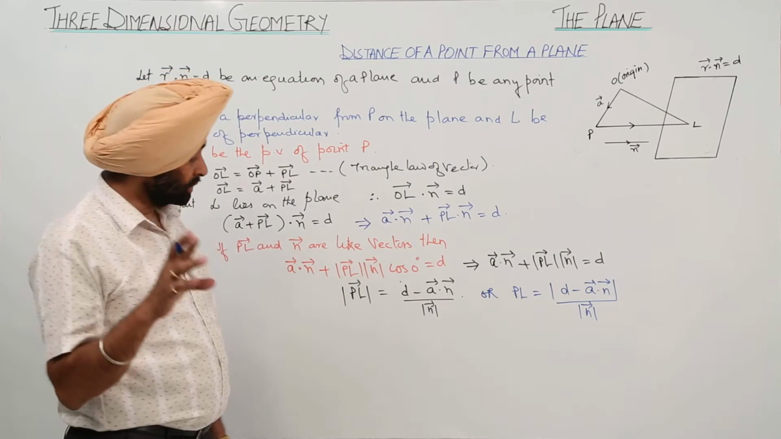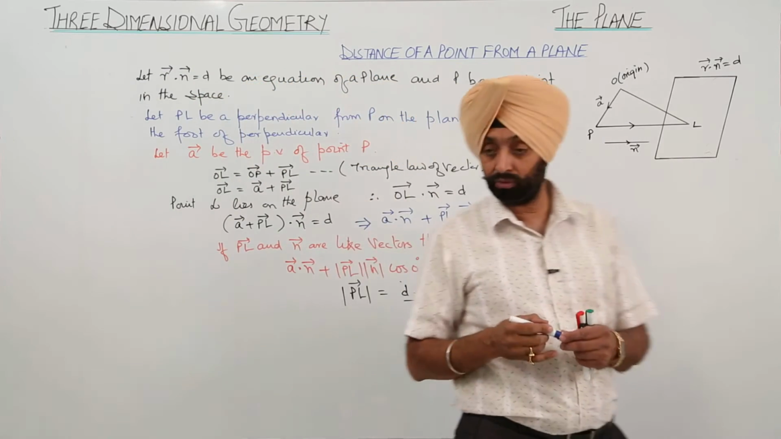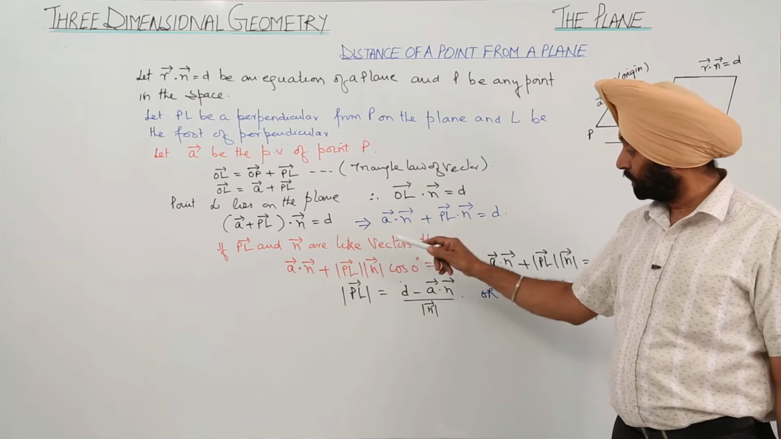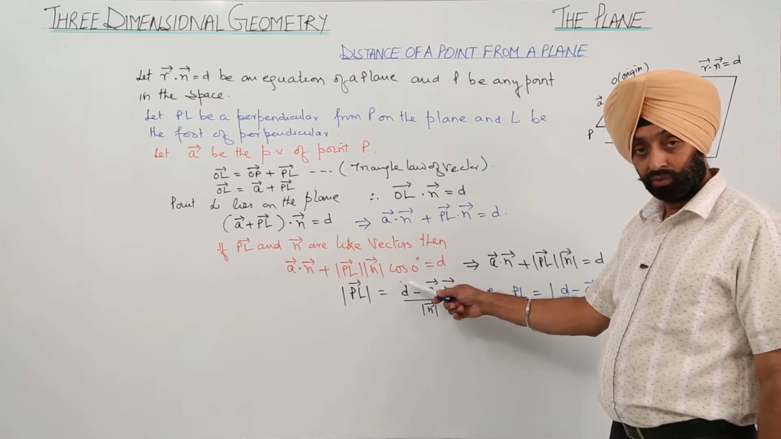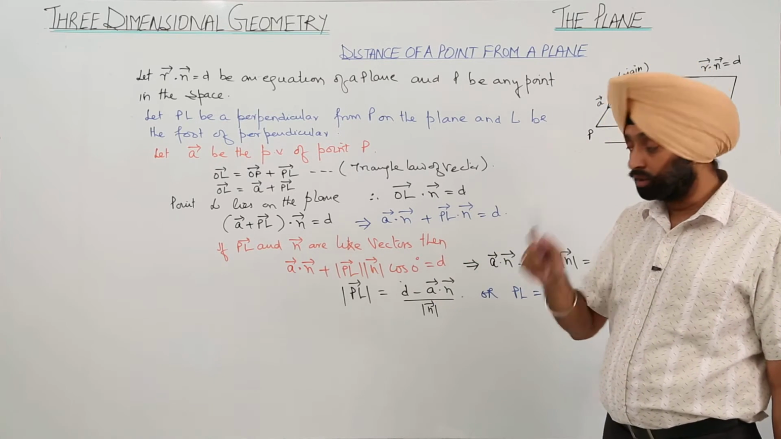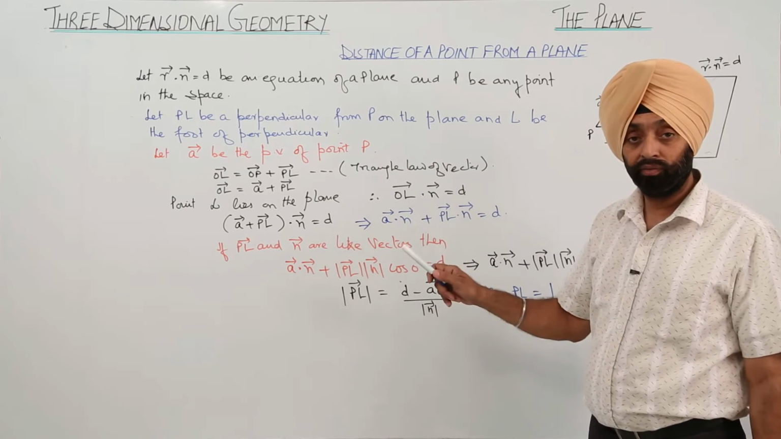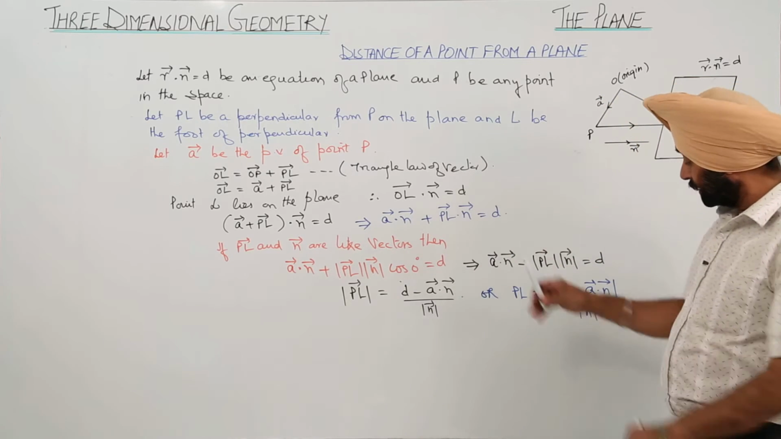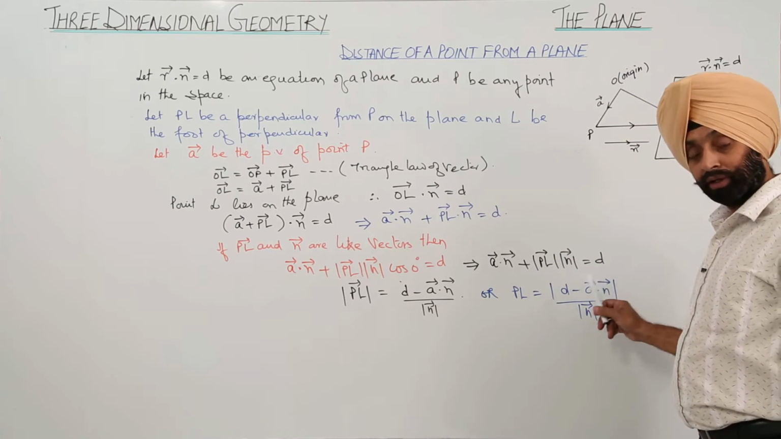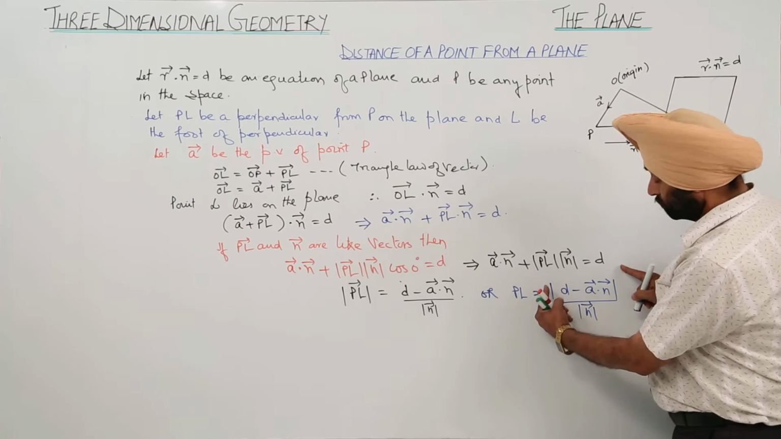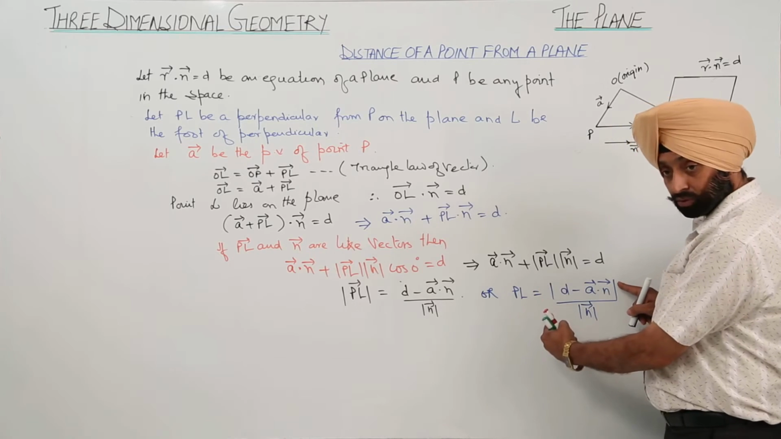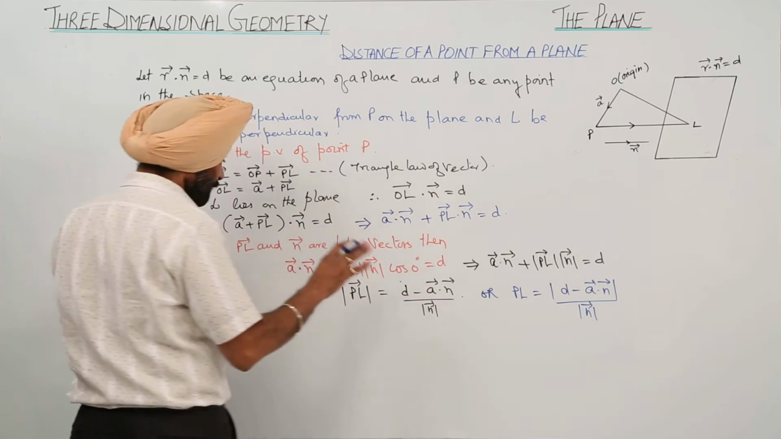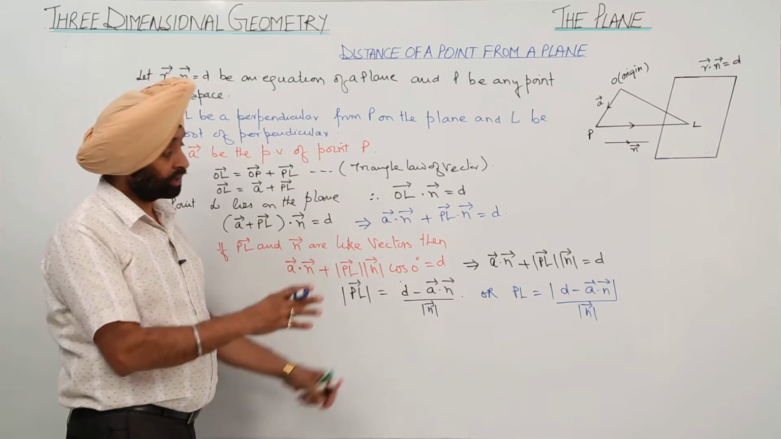Now, one very general thing that I am just going to discuss. If PL and n are unlike vectors, then instead of cos 0 degree, we will be having cos 180 degree. When it is cos 180 degree, then it will be negative. So then here we will be getting vector A dot vector n minus D. So, that is why we have written a modulus function here. Okay, absolute function, sorry. It means the distance cannot be negative. So, that is why I am just mentioning here only like vectors, not the unlike vectors.